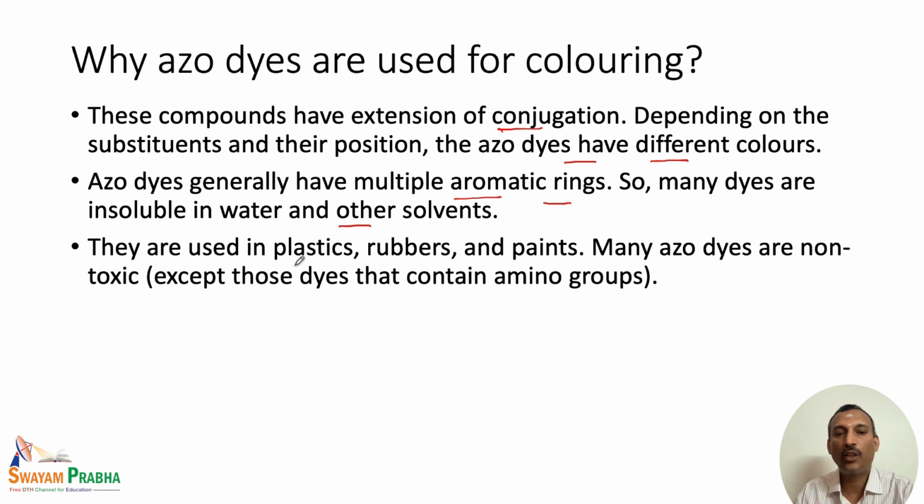These dyes are used for coloring plastics, rubber, paints, etc. And of course many azo dyes are non-toxic, which is the reason they are used in textiles and our clothes. But certain dye compounds which have amino groups are found to be toxic, so they are not generally used for coloring our dresses and clothes. Otherwise, they can be used in paints and other plastics, rubbers, etc. Because of extension of conjugation, these azo compounds are brightly colored, and that is the reason they are generally used as dyes.